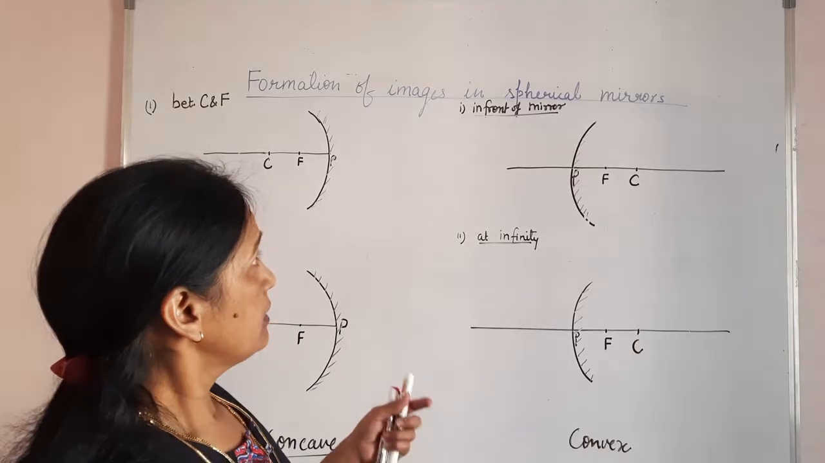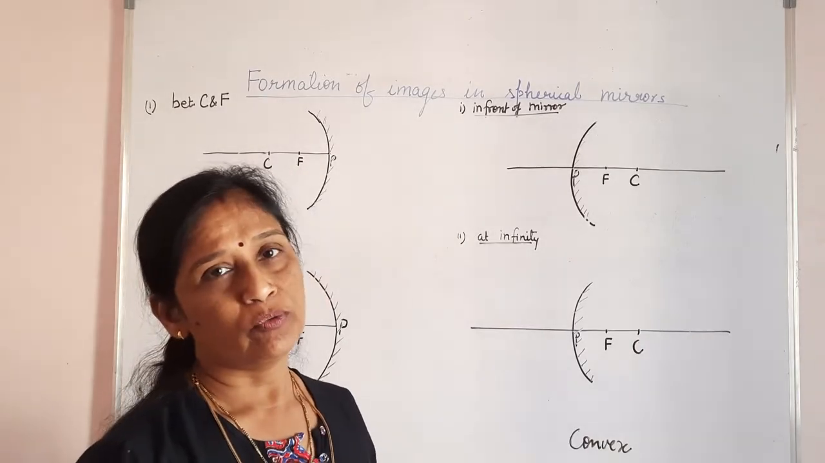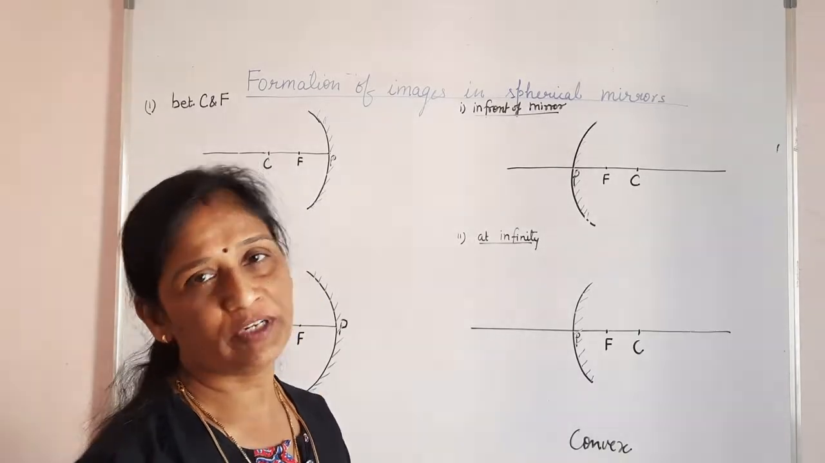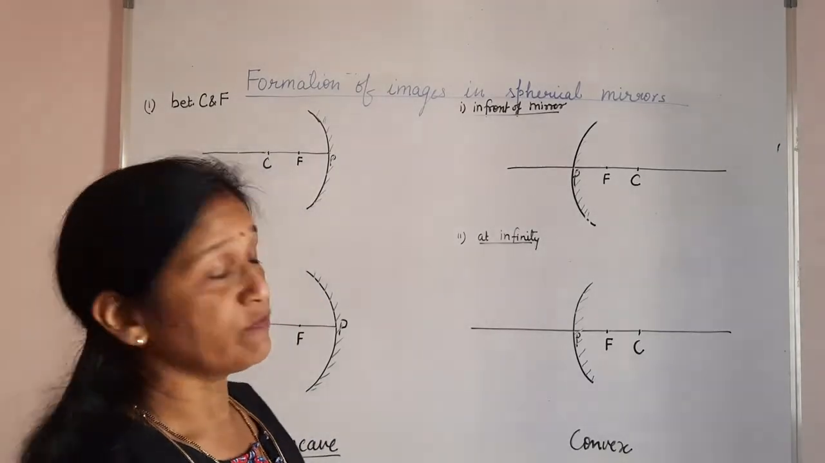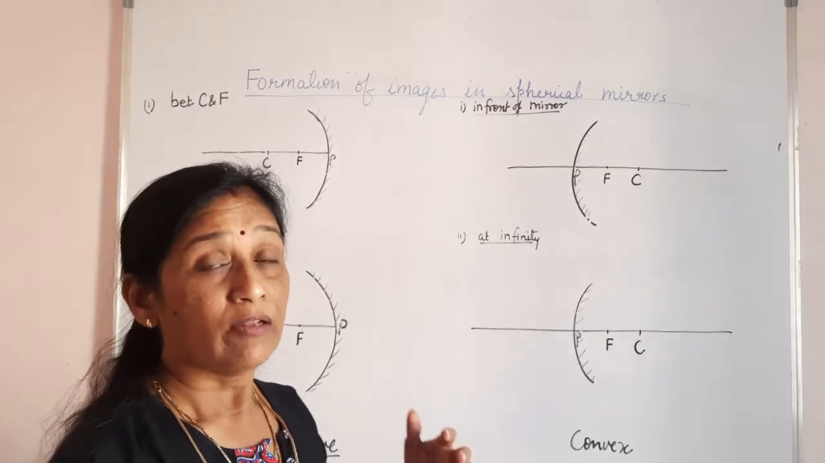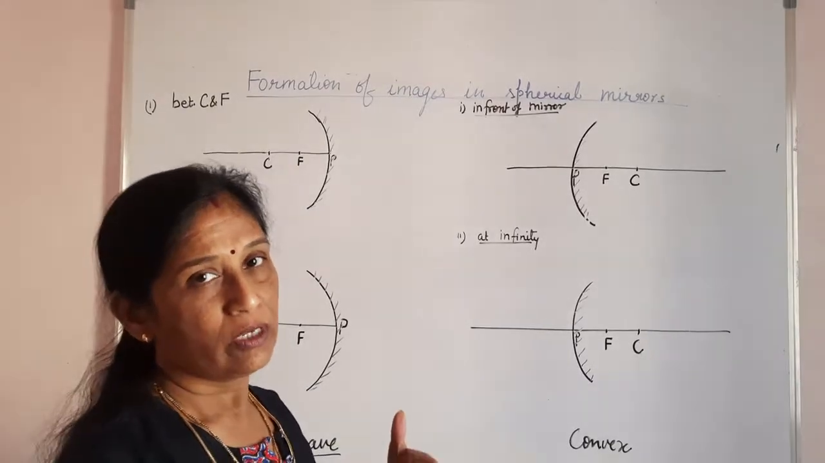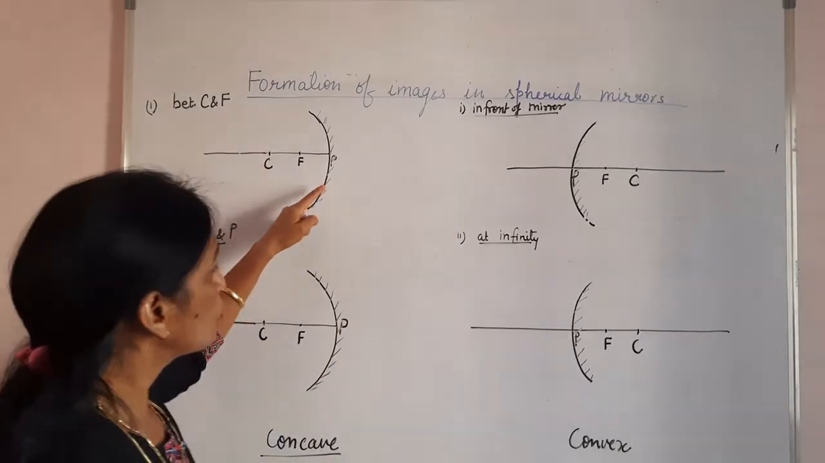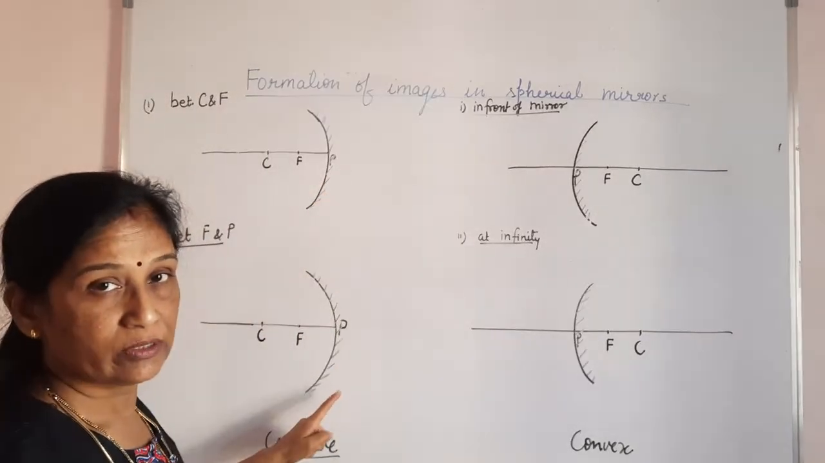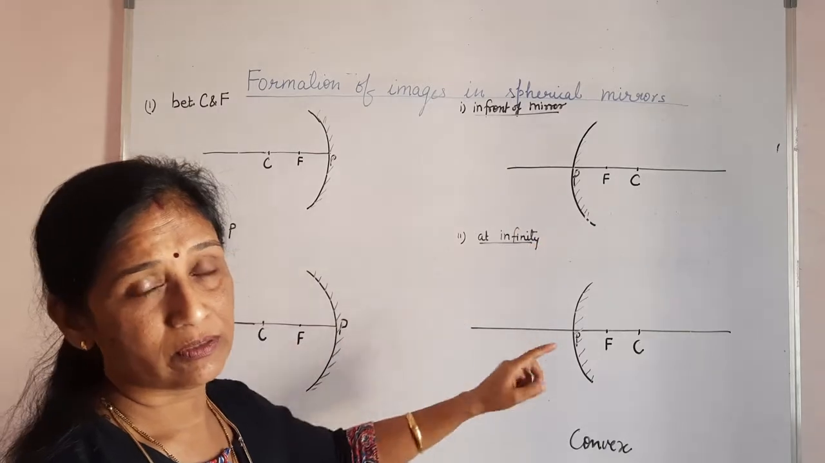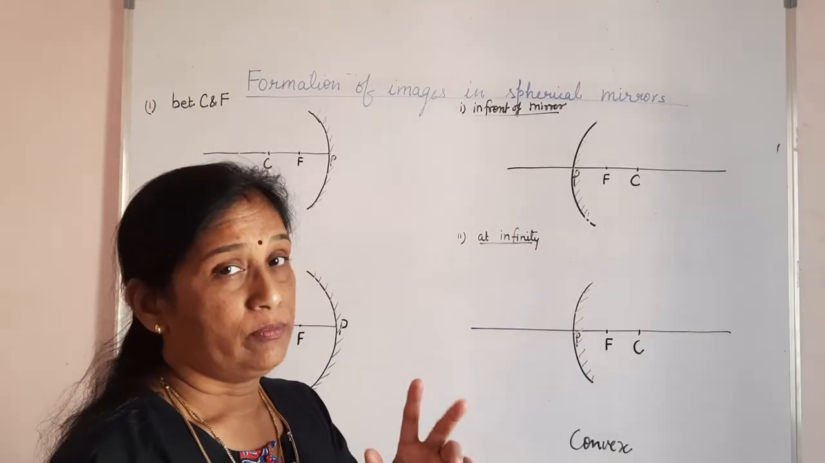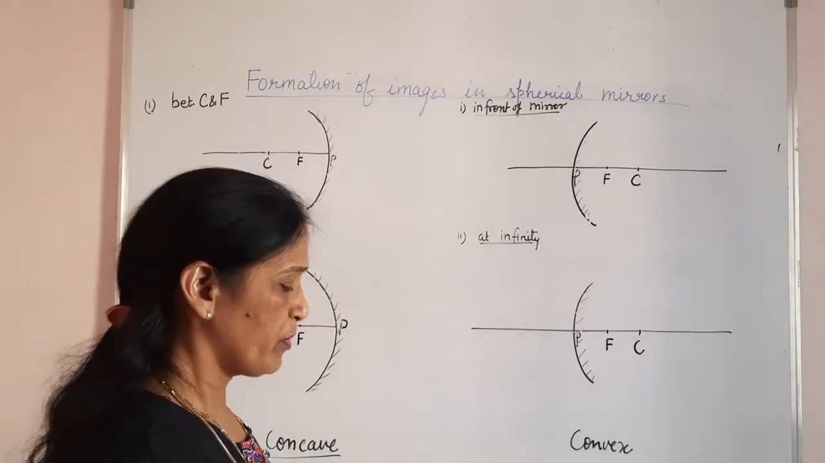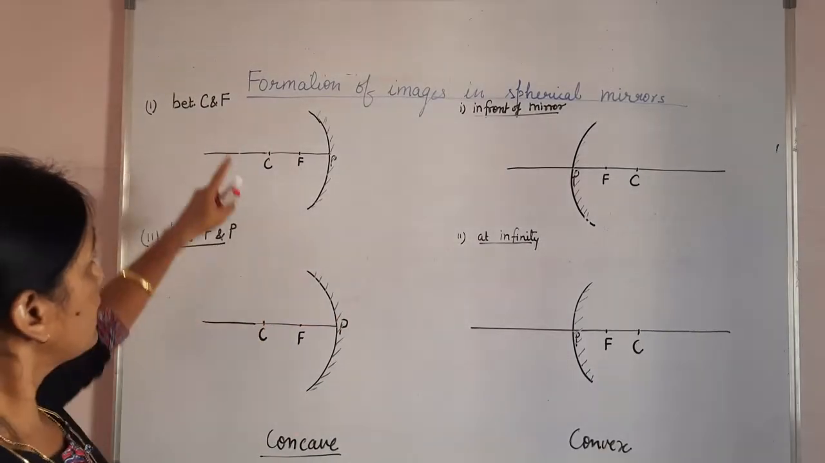In the previous video I told you about the rules that we use to make images of an object in spherical mirrors. And in this video I'll show you the formation of images in both the spherical mirrors. So I have drawn two concave mirrors on this side and two convex mirrors, and I'll show you objects at two different positions in both the mirrors.